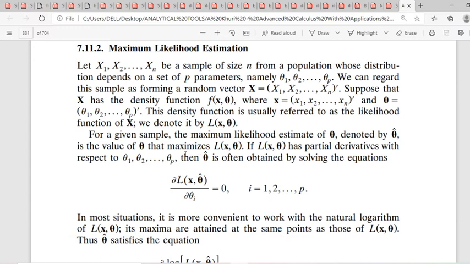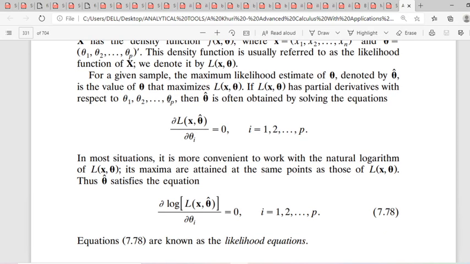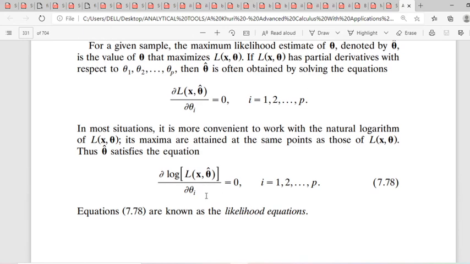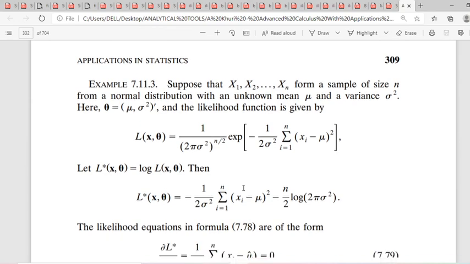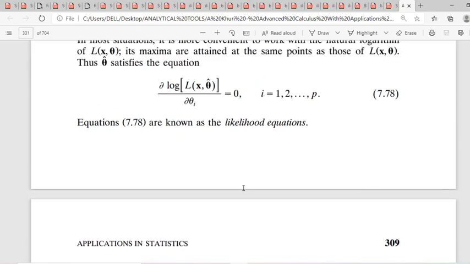So how can you find the maximum likelihood estimator? I think you know the procedure. Differentiate the likelihood function with respect to the parameter, equate to 0 and solve, or otherwise take the log likelihood, differentiate with respect to the parameter and equate to 0. We will get the likelihood equations. So these are some examples.